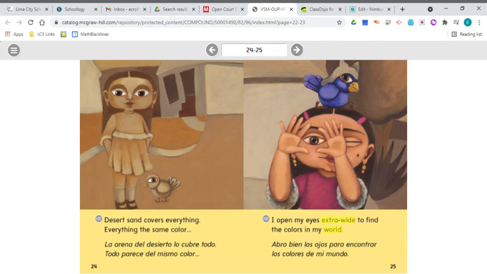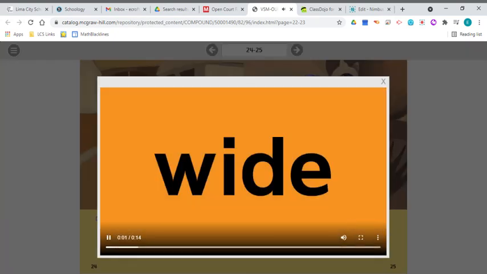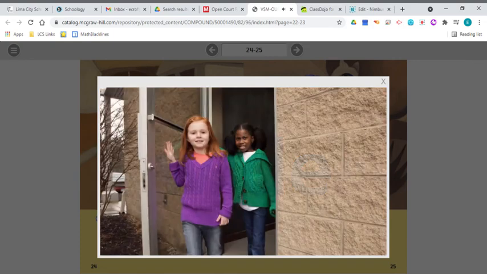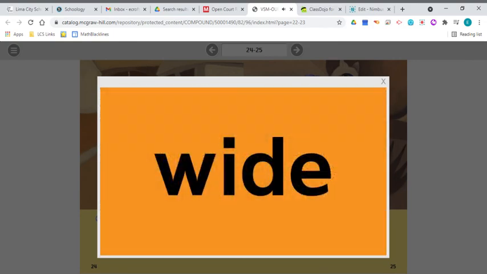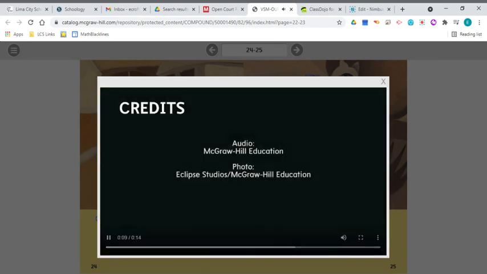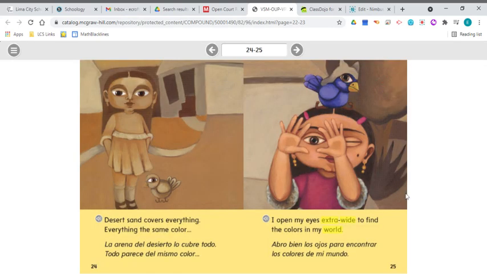And wide is actually your next vocabulary word. Wide. Fully opened. Hold the door open wide. Wide. So in this case, wide means fully opened. All right, so her eyes are fully opened and maybe even a little extra wide when she's looking at the colors in her world. And our last vocabulary word is the word world.